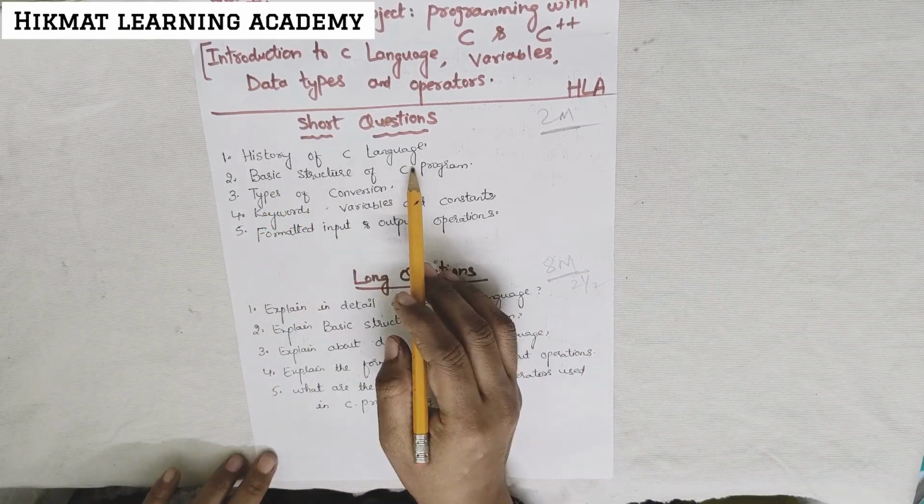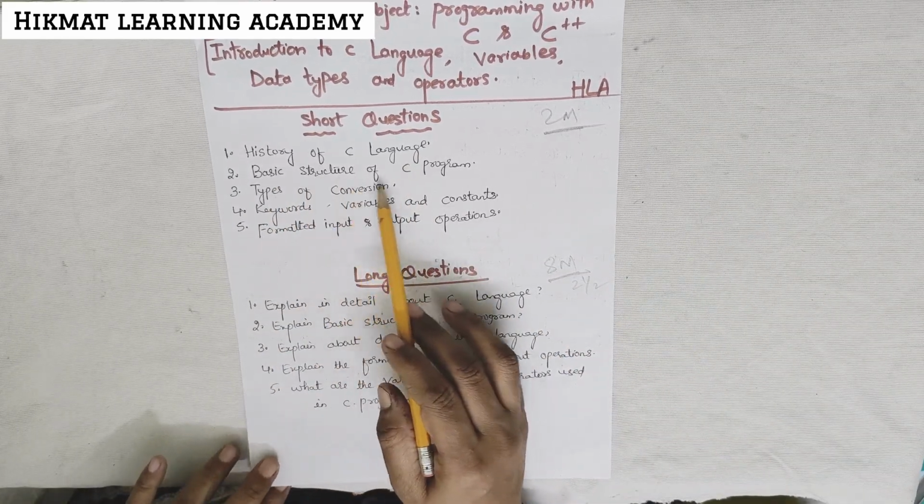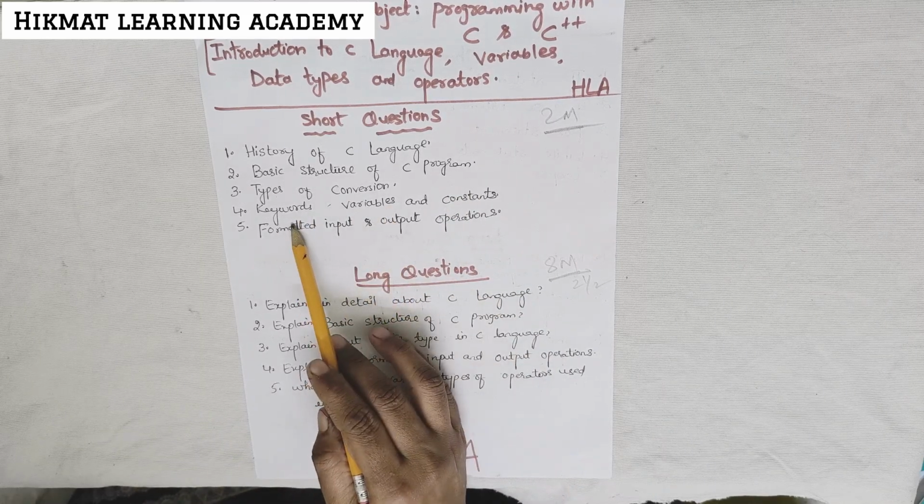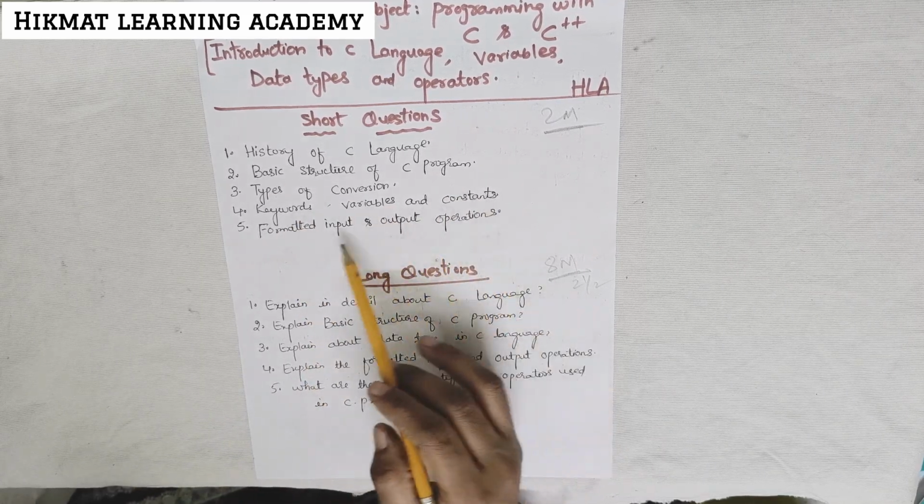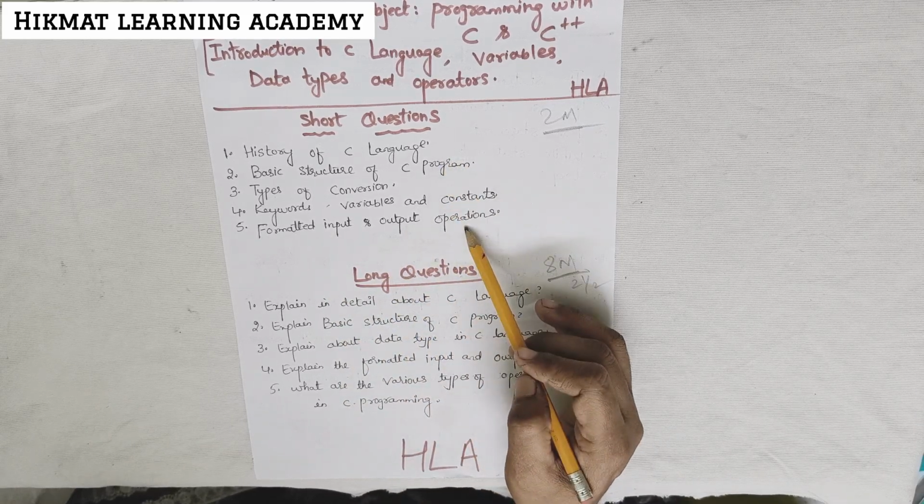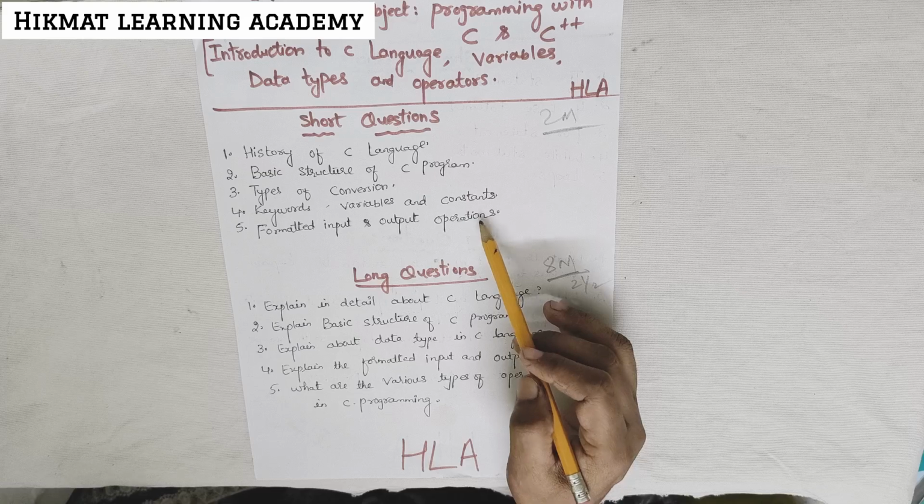The short questions are: history of C language, basic structure of C program, types of conversion, keywords, variables and constants, and format of input and output operations. These are the 5 short questions I have given for your unit 1.